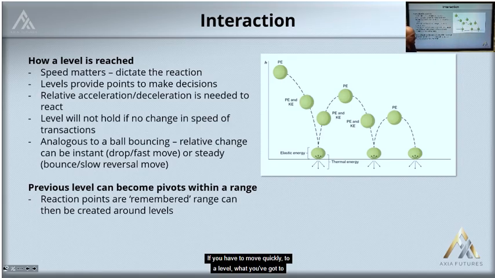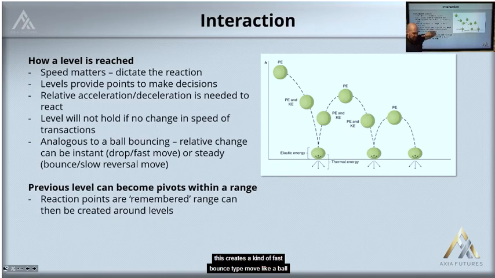If you're going to move quickly to a level, what you've got to think is that once you get there, because people have, let's say, been short to a level and the market moves there nice and quick, what are you thinking? You're thinking, brilliant, I can take profit here. And that then flips the balance, because you've gone from being short to now very inclined to get out of the trade because of the speed with which it's approached a level.